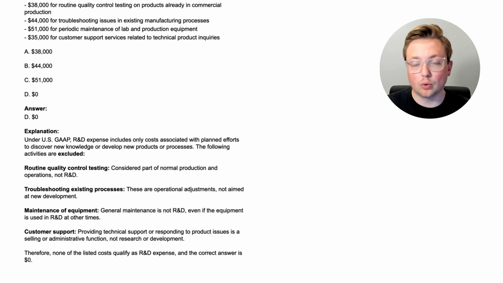So again, anything that has to do with routine quality control or routine troubleshooting or maintenance of equipment or customer support or things that are similar to that, those are not going to be R&D expenses. None of them qualify. So the answer is $0 in this case. None of it qualifies as R&D expense. Now with that, let's go to the next question.